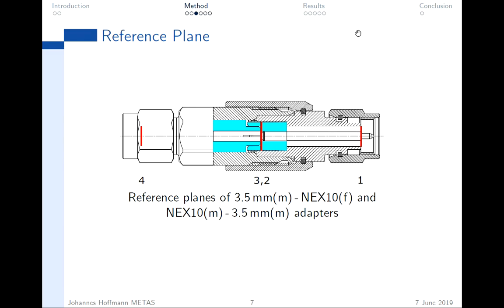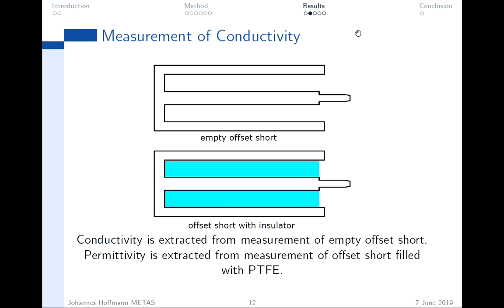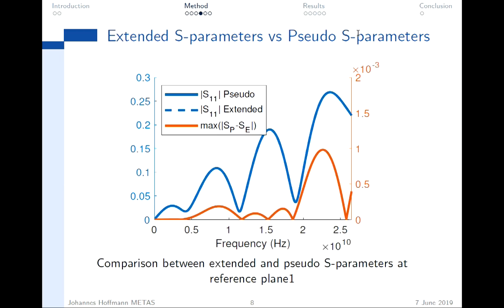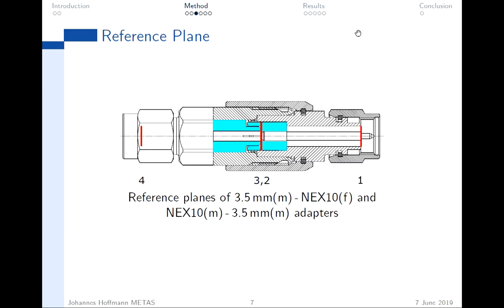So here are the reference planes. Again, on the left-hand side, you have this commercial adapter you saw on the first slide with the photo. On the right-hand side, you have the special adapter, which you're going to characterize. And, oops. That was way too fast. So, I'm sorry for that.